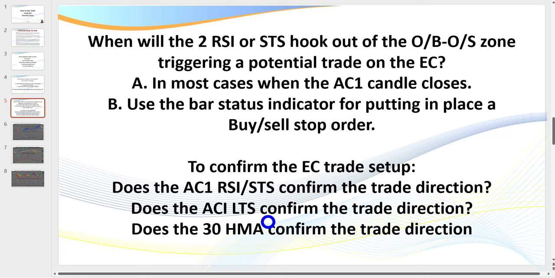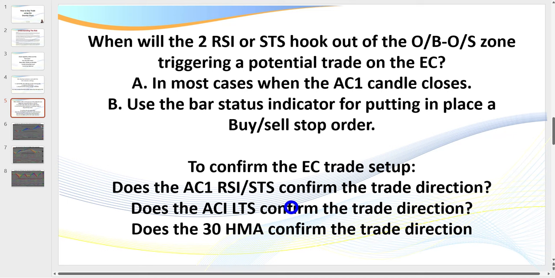Now in the case of the trade I took today, the long-term stochastic, the hull and the RSI, of course all three were trending in the direction of the trade, and I jumped in and took the trade. It was actually quite some time since I'd had a retracement, so it was a higher risk trade, but I had all three trending in my trade direction. Better if I show you when we get to the charts. So bottom line is, to confirm the EC trade setup, does the anchor chart one RSI, short-term stochastic, long-term stochastic and the hull confirm the trade direction?